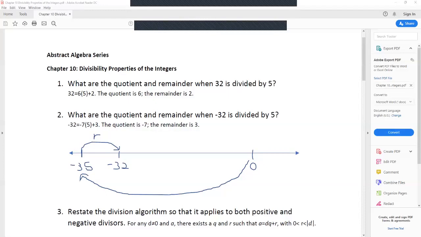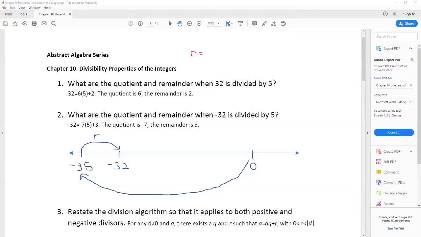According to the division algorithm, any integer n can be expressed as the product of a quotient times a divisor plus some remainder. So in problem number 1, our number n is 32. And since we're dividing by 5, 5 would be the divisor.